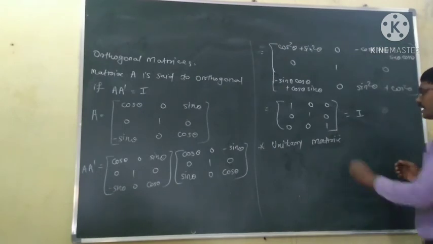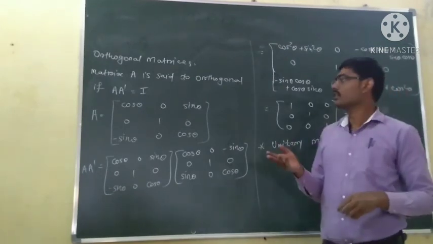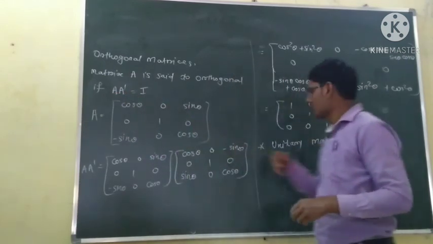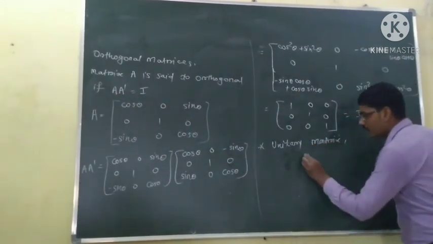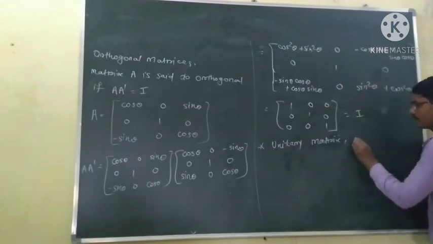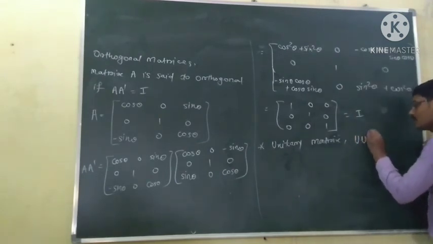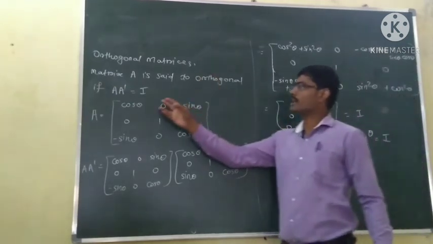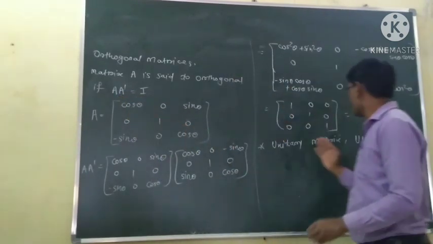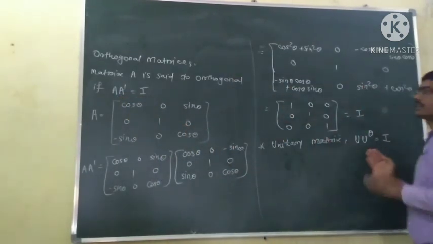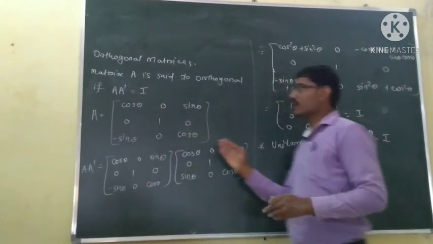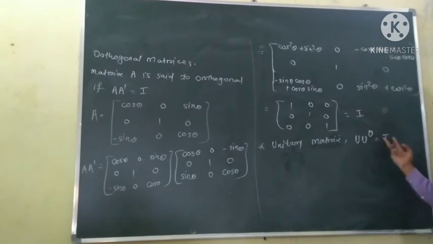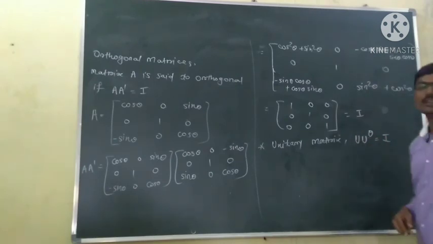A matrix U is said to be unitary. In the real case, A into A transpose is equal to identity. So here, matrix U is said to be a unitary matrix if matrix U into its conjugate transpose is equal to identity. This unitary is similar to orthogonal, but orthogonal is the real case and unitary is the complex case. Here, matrix into its transpose, and there, matrix into its conjugate transpose is equal to identity. Then matrix U is said to be a unitary matrix.